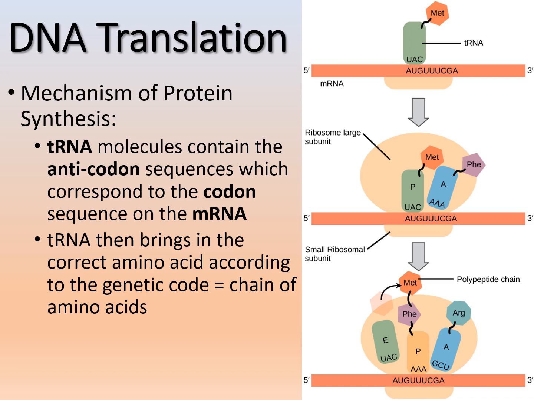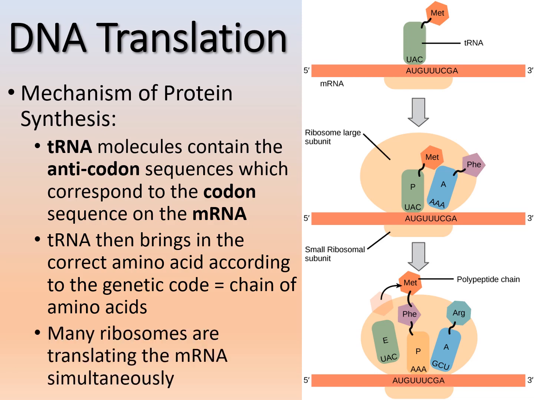So then that correct amino acid is going to build on a chain of multiple amino acids, right? So the ribosome is going to make its way down the mRNA, bringing in the tRNAs that are going to match the codons, right? And then they're going to create a polypeptide chain of amino acids, right?